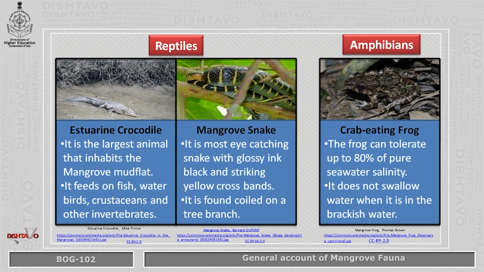Moving to the amphibians found in the mangrove forest. The amphibian found in the mangrove forest is the crab-eating frog. The frog can tolerate up to 80% of pure seawater salinity. It does not swallow water when it is in the brackish water.